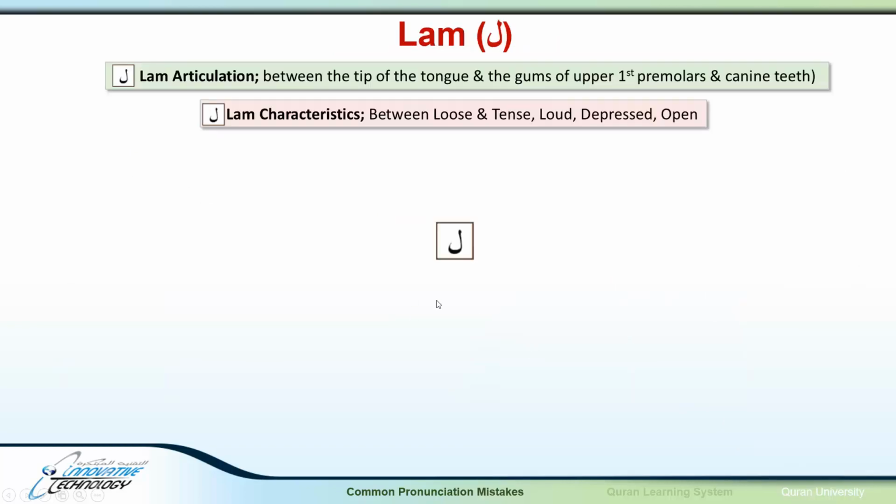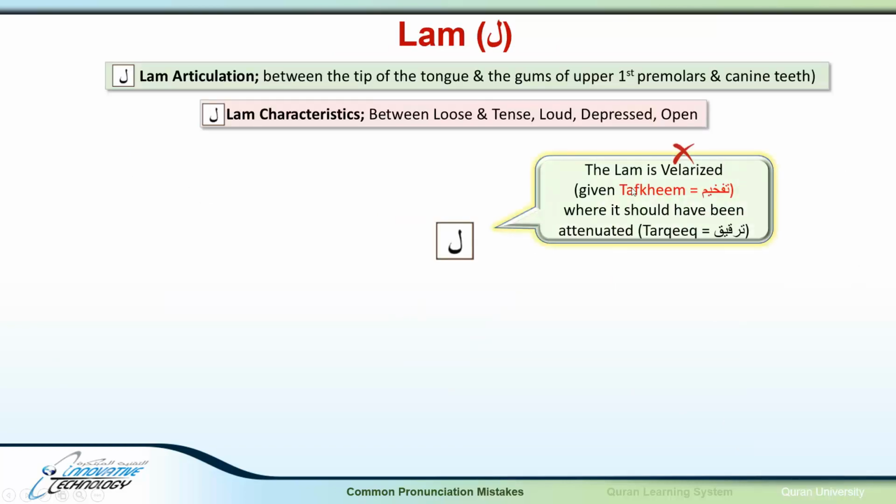The first mistake of the lam is velarizing it, giving it tafkhim where it should have been attenuated, giving tarqiq. An example is al-latif, giving tafkhim to the lam, velarizing it. While in this case it should have been attenuated, like this: al-latif. So not the velarized one, but the attenuated one. So you need to adhere to the conditions of tafkhim and tarqiq.